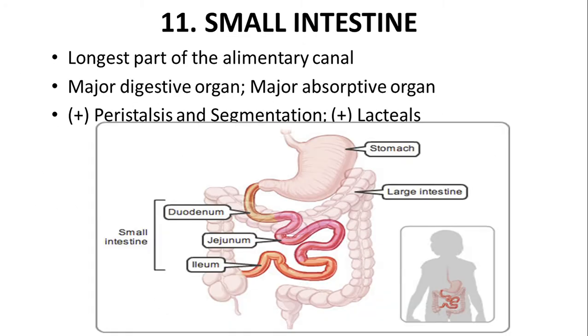Now next you have your small intestine. This is the longest part of your GIT, major digestive, major absorptive organ capable of peristalsis and segmentation. And then it contains lacteals. So lacteals are these vessels found inside your small intestine capable of absorbing lipids because they are a form of lymphatic vessels. So for the parts of the small intestine, you have your duodenum, jejunum, and then your ileum. So ang last part, si ileum, will make a valve here called your ileocecal valve to connect the ileum to the cecum of your large intestine.